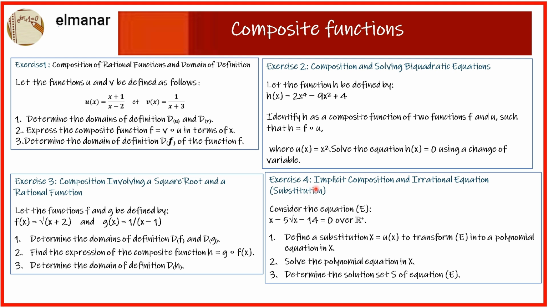Exercise 4. Implicit composition and irrational equation using substitution. Let the equation E be x minus 5 times the square root of x minus 14 equal to 0 over the set of non-negative real numbers. Define a substitution capital X equal to u of x in order to transform equation E into a polynomial equation in capital X. Solve the polynomial equation in capital X. Determine the solution set S of equation E.